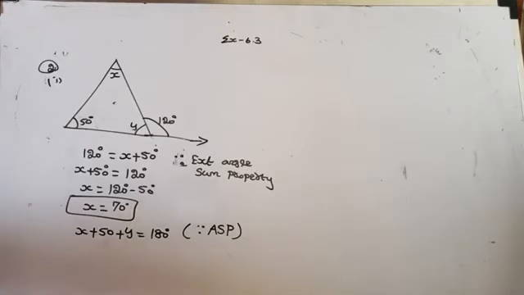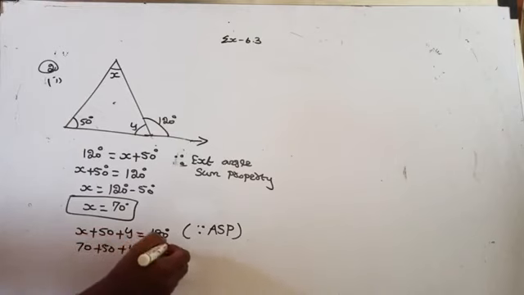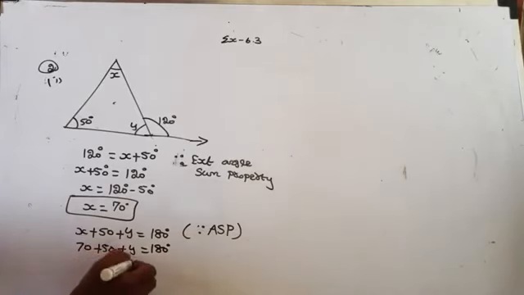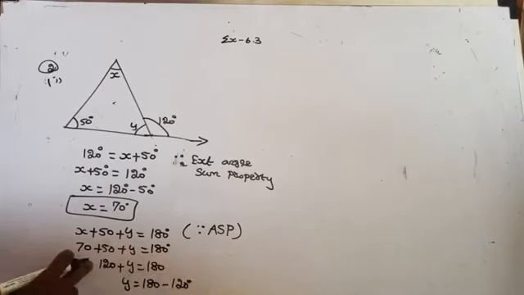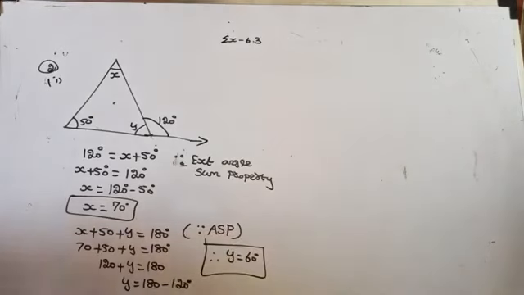So we already got the value of x. Substitute here. So x is 70 plus 50 plus y is equal to 180 degrees. 70 plus 50 is 120, plus y, that is equal to 180 degrees. Then y is equal to 180 minus 120 degrees. Transpose 120 from the left hand side to the right hand side. Therefore 180 minus 120 is 60 degrees. So we have got the values of x as well as y here. Are you getting it? Yes. Shall we move to the next part? Yes.